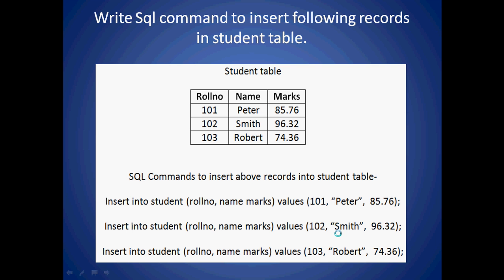Okay student, now the next thing is, after creating a table we should insert records in the student table. So in our student table, you can see roll number, name, marks we already created, but our actual data is 101 Peter 85.76, 102 Smith 96.32, 103 Robert 74.36.